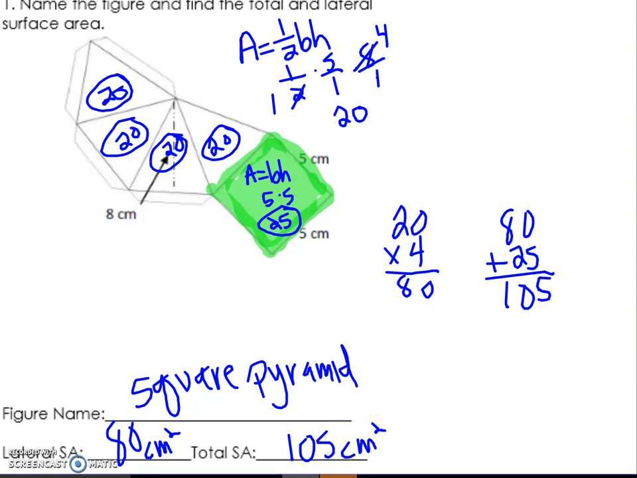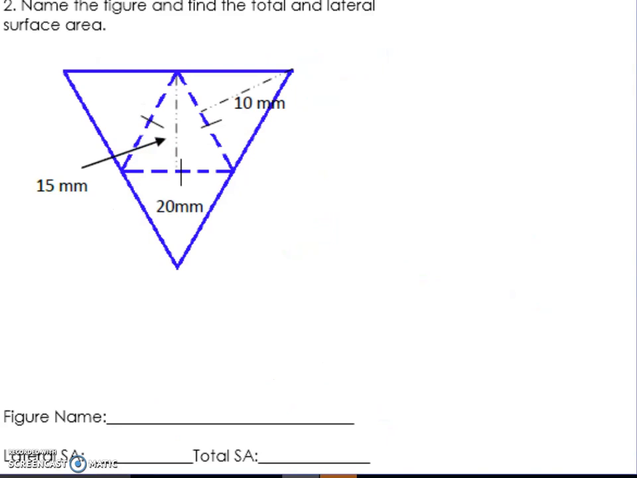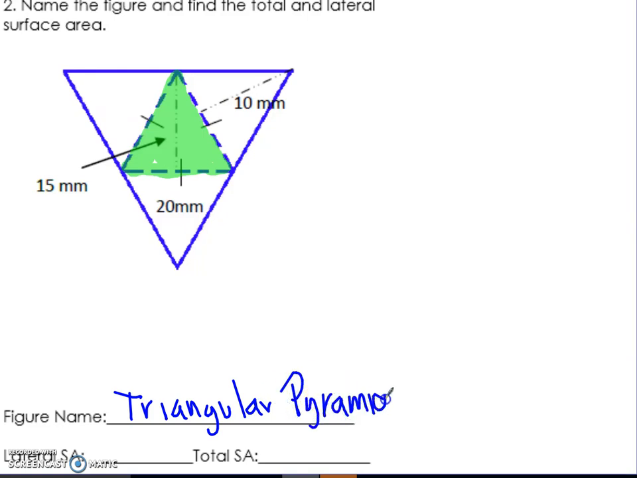Okay, let's take a look at number 2. First, we're going to identify the base. So the base is this. So the base name is triangular, and it is a pyramid, so triangular pyramid. All right, so if we found the area of the lateral, we could say area equals 1/2 base times height.